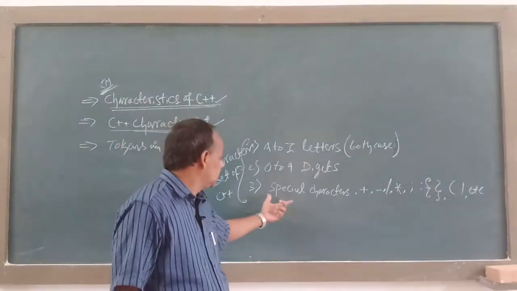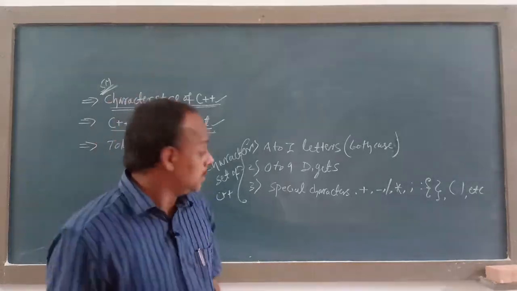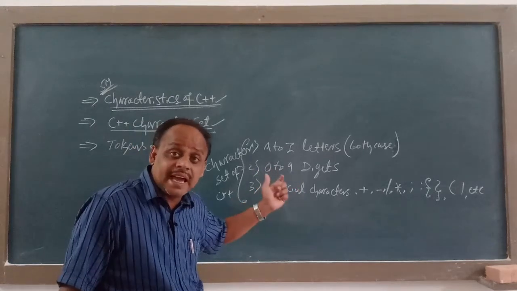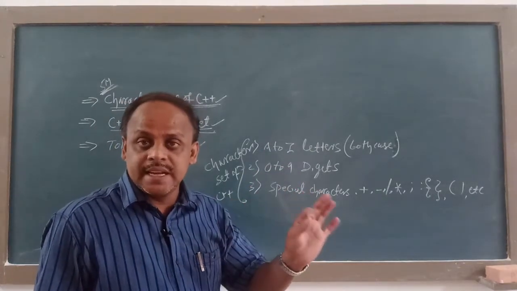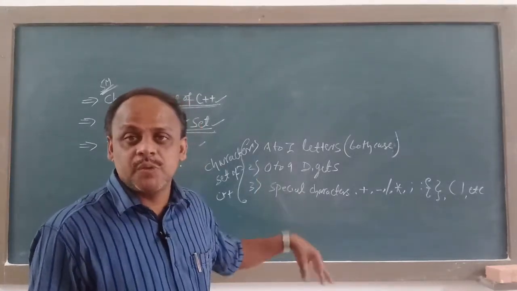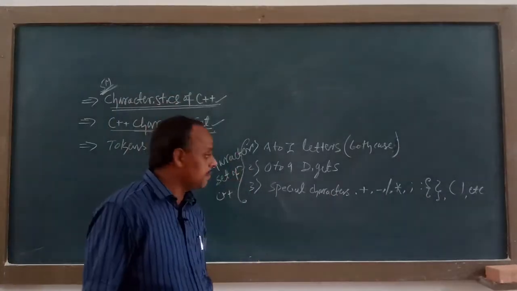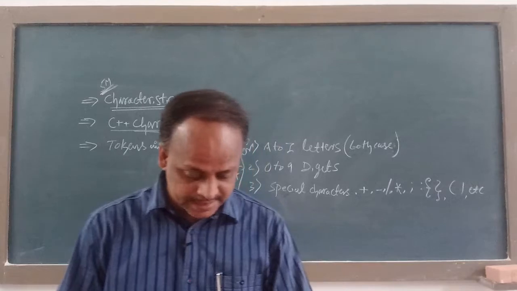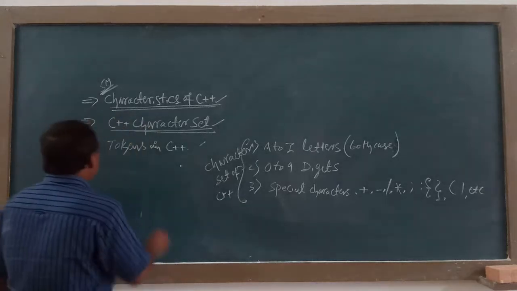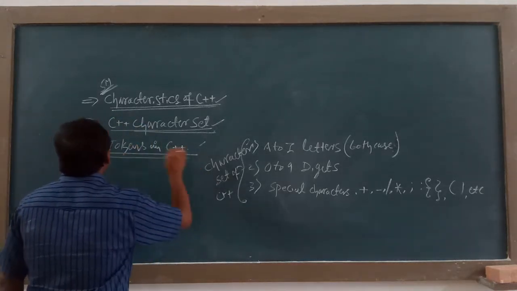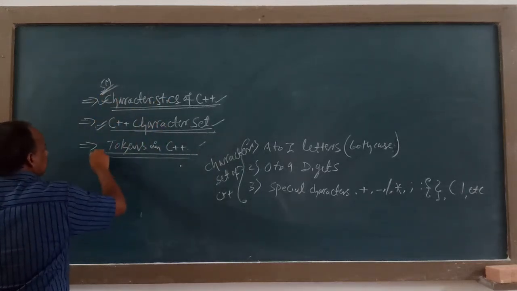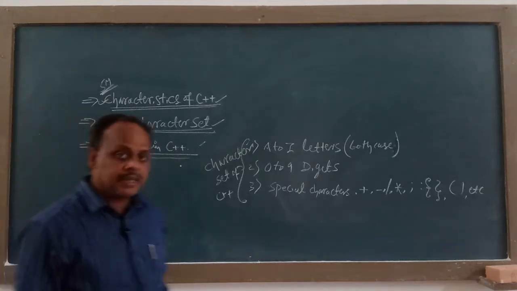It is also going to support some special characters. So these three make a complete character set of C++: A to Z letters, 0 to 9 digits, and special symbols. Now the next thing is very important: tokens in C++. The character set of C++ is over. Now let us discuss tokens in C++.